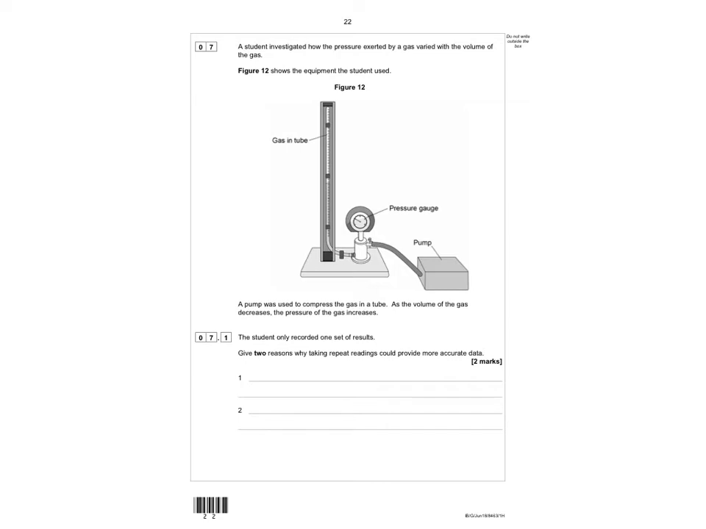7.1. The student only recorded one set of results. Give 2 reasons why taking repeat readings could provide more accurate data. As soon as you start taking repeat readings, that allows you to calculate the mean average. And as well, if you've got results that are similar that you can compare against each other, you can then identify or remove any anomalous values. As a reminder, the anomalies are the odd ones out, the outliers.